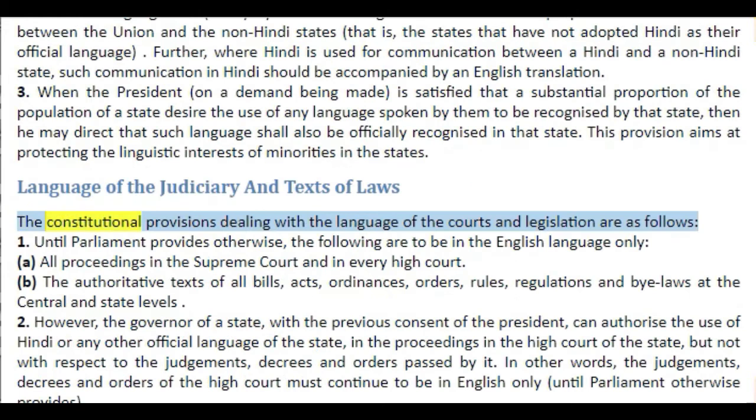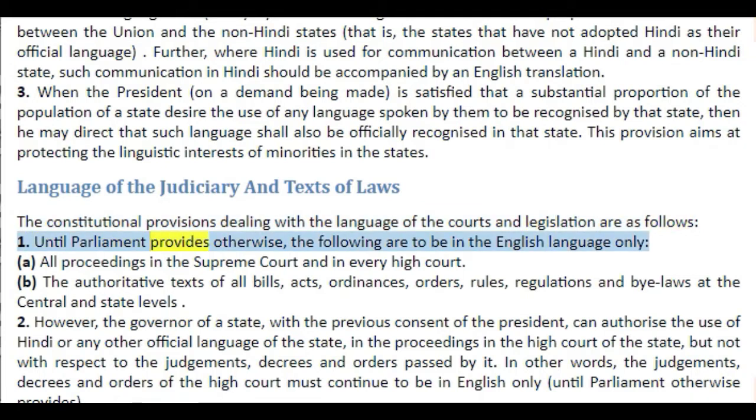The constitutional provisions dealing with the language of the courts and legislation are as follows. 1. Until Parliament provides otherwise, the following are to be in the English language only. A. All proceedings in the Supreme Court and in every High Court. B. The authoritative texts of all bills, acts, ordinances, orders, rules, regulations, and bylaws at the central and state levels.